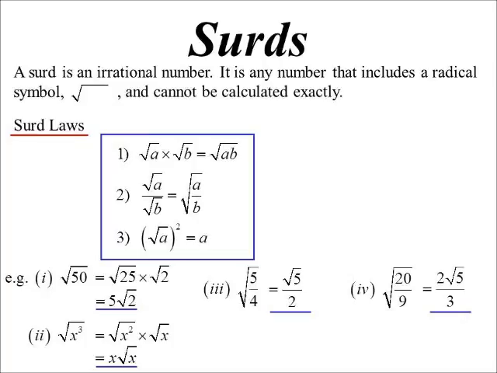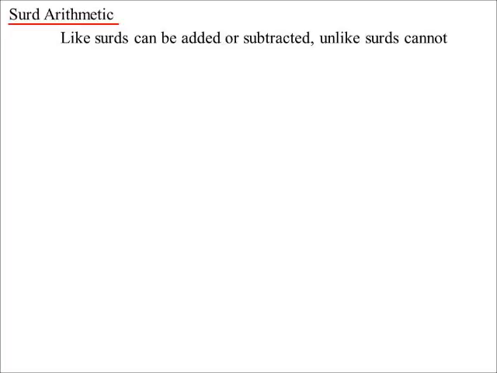All right. Surd arithmetic. Very similar to something else we wrote down at the start of the year. When we were talking about algebra, we said like terms can be added and subtracted, unlike terms cannot. And that's because surds are the same. Because we don't know what a surd is. A surd is an unknown, just like a pronumeral is an unknown. So the same rules apply.